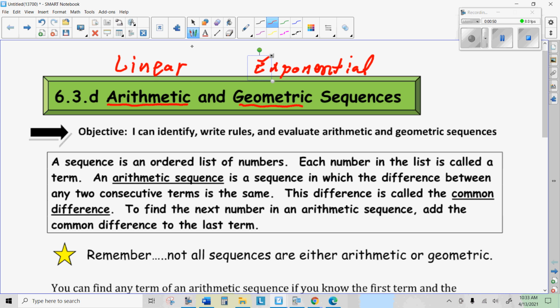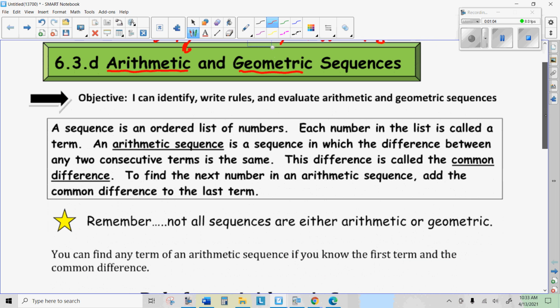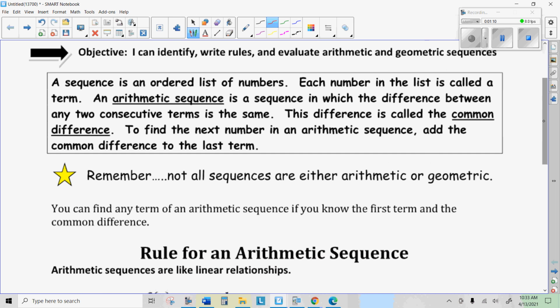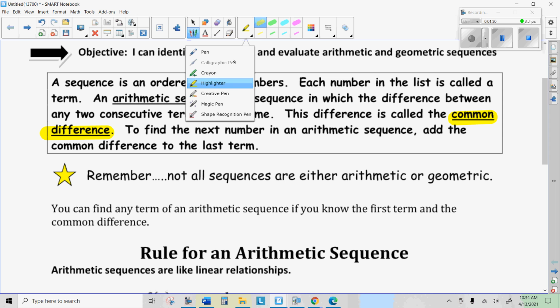In fact, when we write a rule for an arithmetic sequence, we're going to use the linear equation rule, slope-intercept form. And when we write a rule for a geometric sequence, we're going to use our exponential rule, a times b to the x. Okay, now today we're just going to focus on the arithmetic sequences. So to identify it as an arithmetic sequence, we're going to look for a common difference between the terms. All right, and then to find the next number, you can either add whatever that common difference is, or you could make the rule and then use the rule to find the answers.